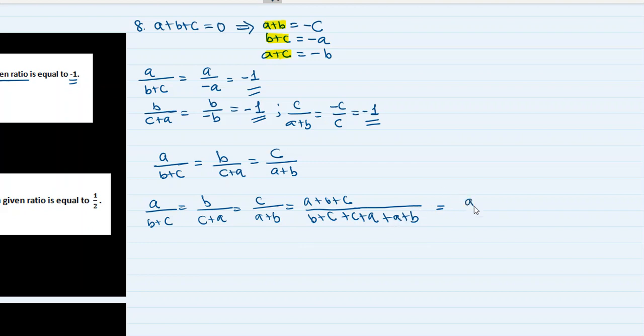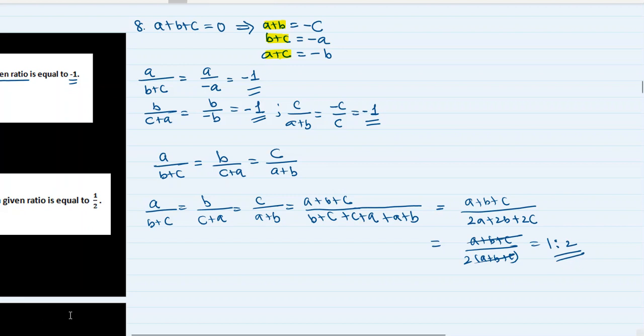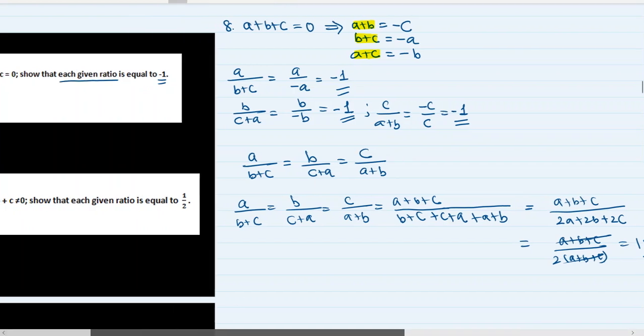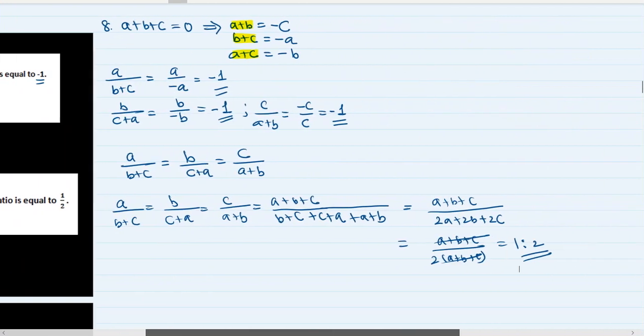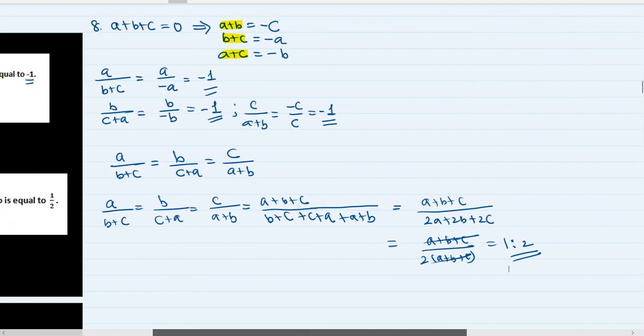Okay, so here we will get A plus B plus C by 2A plus 2B plus 2C. If we take 2 common, we'll get A plus B plus C by 2 times bracket A plus B plus C bracket. The brackets cancel, and we get 1 is to 2. Alright, so this is how you prove that each ratio is equal to 1 by 2.